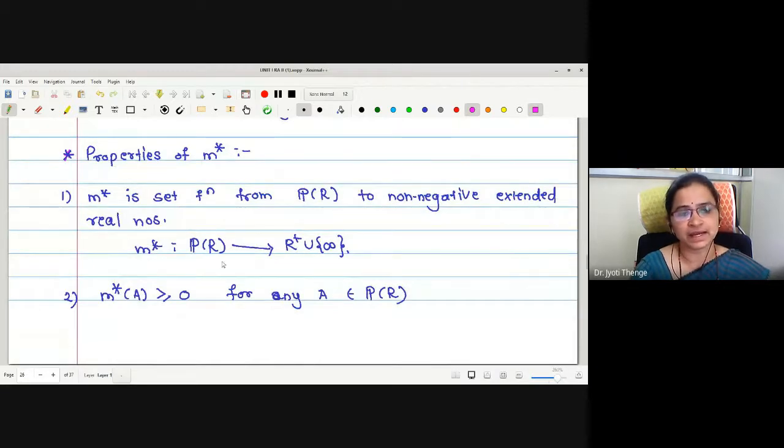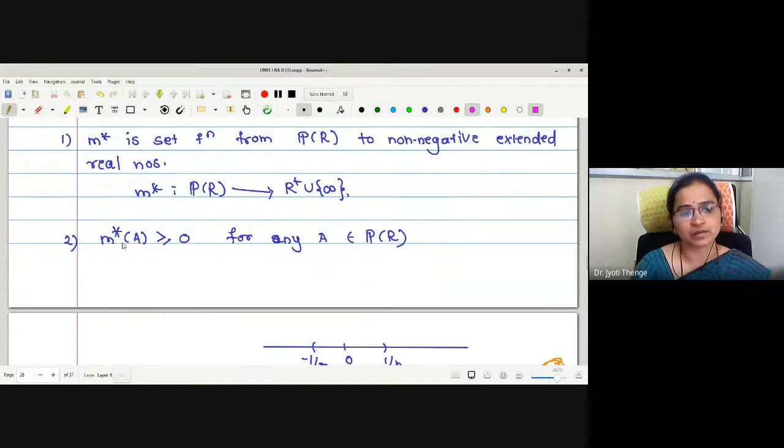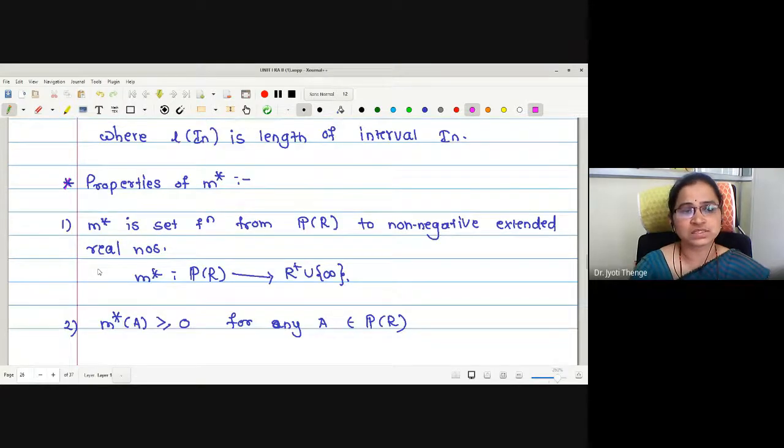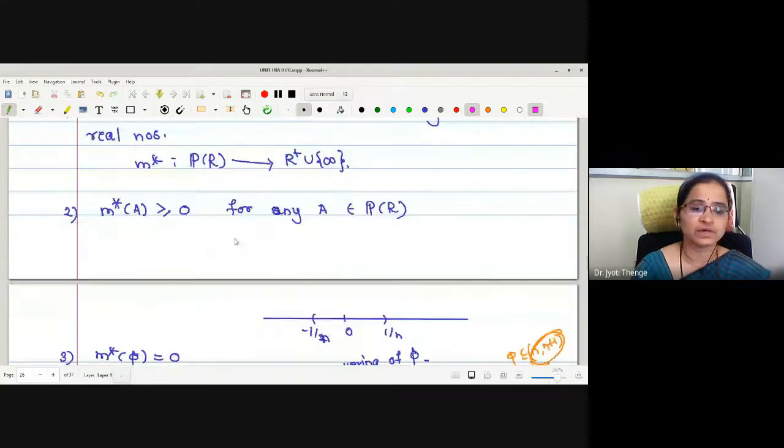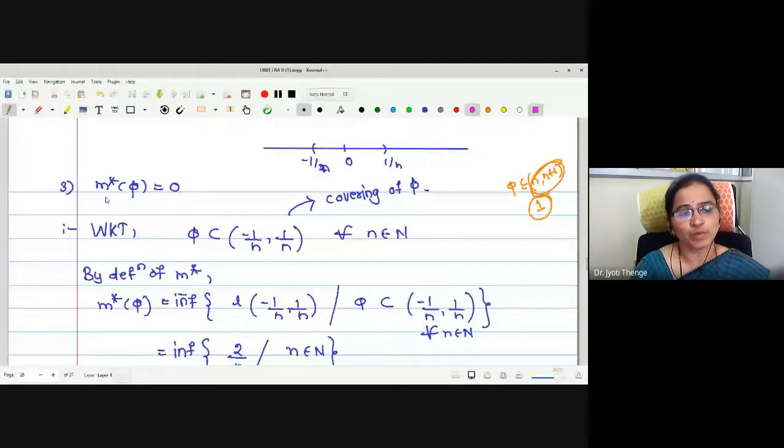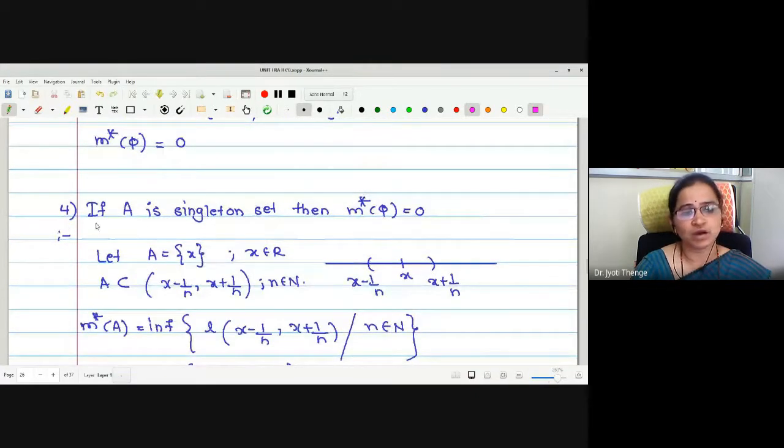This is what the definition is, and some properties we have seen. The first property tells that n star is a set function, as it is defined on sets and its codomain is the non-negative extended real numbers. Second, n star of A always has a non-negative value because it is the infimum of the sum of lengths, and length is non-negative. Because a sum of non-negative terms is non-negative, the infimum of a set having non-negative terms is again non-negative. The third property is that the outer measure of an empty set is 0. Fourth, the outer measure of a singleton set is also 0.